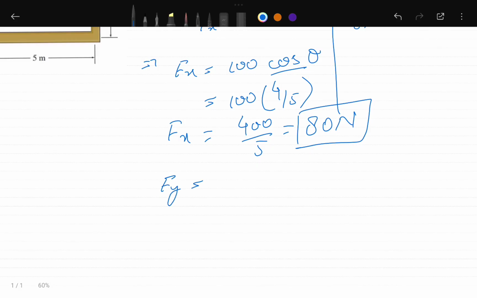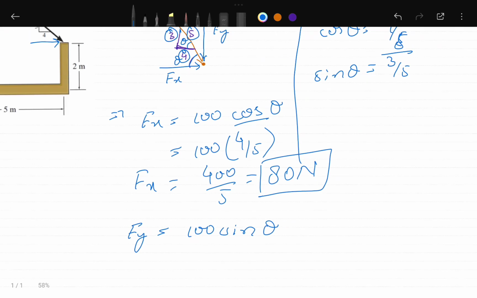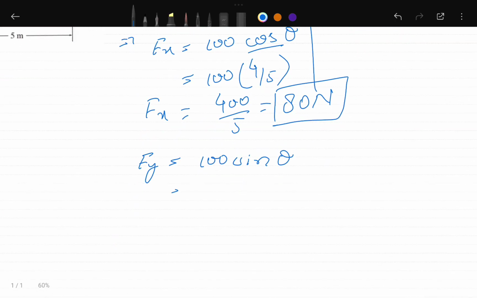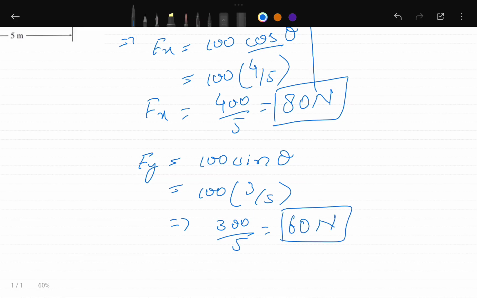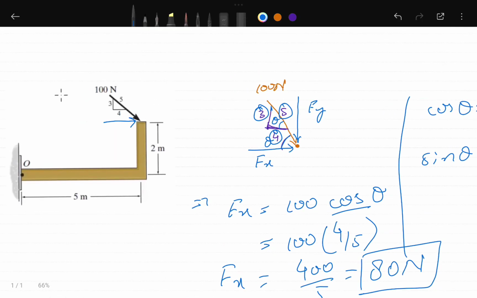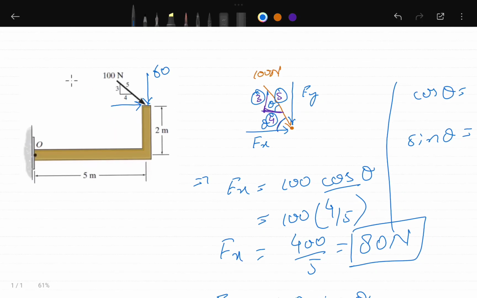So Fy is equal to 100 sine of theta, and sine theta in this case is 3 by 5. 100 into 3 divided by 5 becomes 300 divided by 5, which is actually equal to 60 Newton. So now we have found the two components, the horizontal and vertical. This one is 60, this one is 80. Now we know these components.